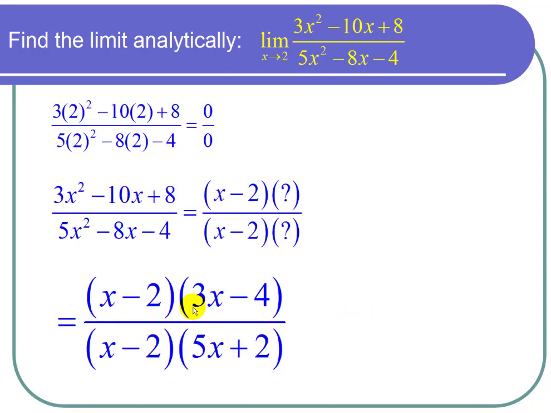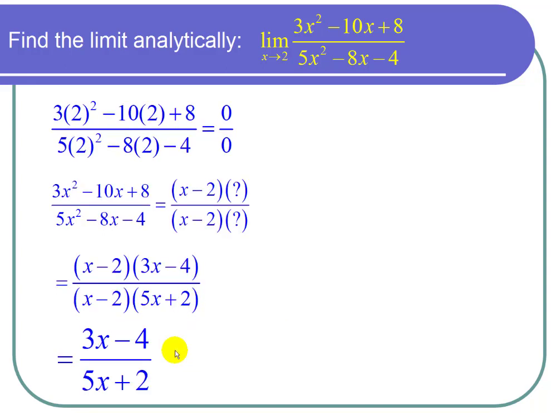So now I can cancel. I can cancel the x minus 2's, and I'm only allowed to do that when x is not equal to 2. And that's one of the magical things about limits. When we take a limit as x approaches 2, that means x isn't actually equal to 2, it's near 2. So we can really say that these are equal because x is not equal to 2.